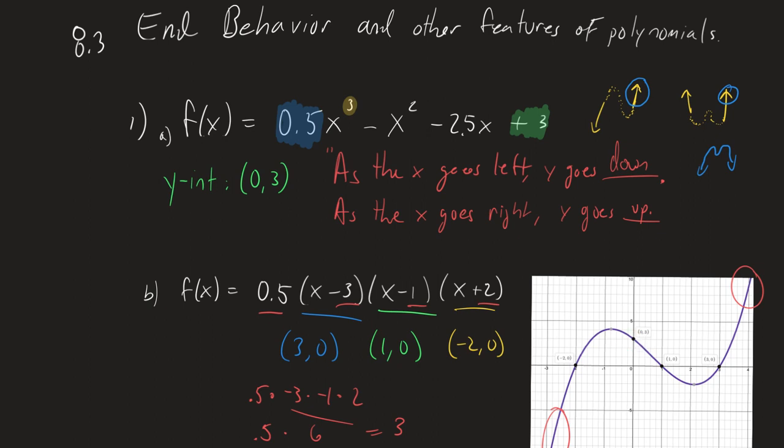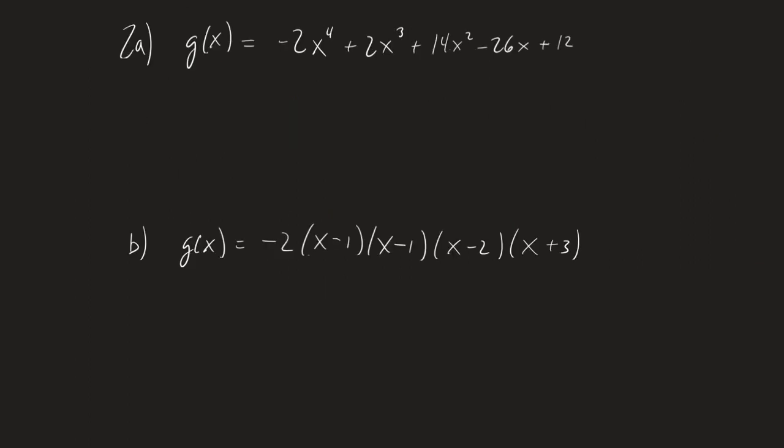All right, let's try another one. It's a new function here. We'll do this one without graphing it first. Then we'll use our graph to check it. So again, the easiest thing to look at is the y-intercept. You should be able to tell the y-intercept from the general form very quickly. The y-intercept is 12.